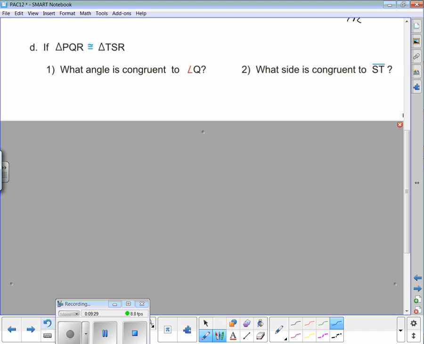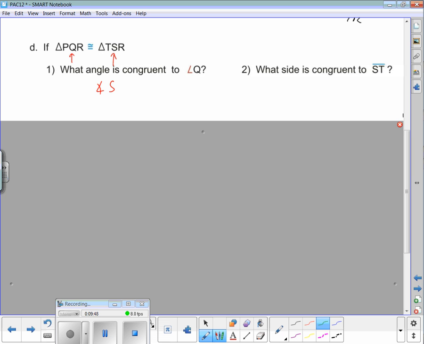What angle is congruent to angle Q? Go ahead and answer that. Pause if you need a little bit more time. All right, hopefully you said, hey, Q's in the middle and S is in the middle, so it's got to be angle S, right? See how easy that is?